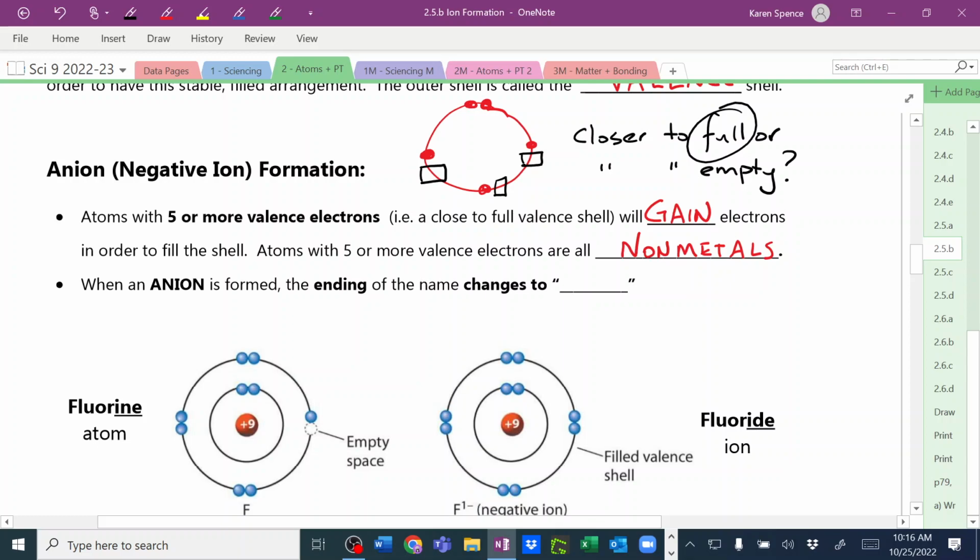When an anion is formed, something happens to the name. The ending of the name changes to "ide."